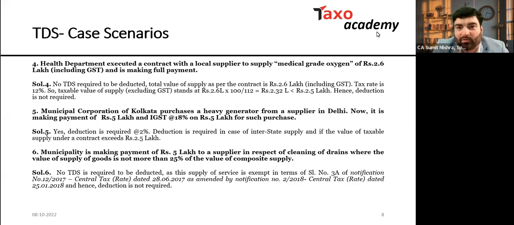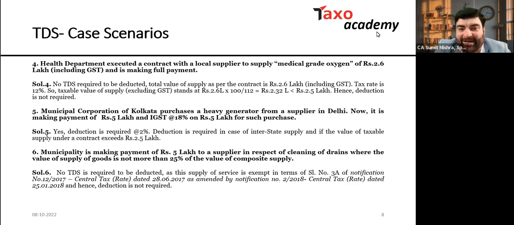So again, there is no requirement of deduction of TDS. Coming to the next point, Municipal Corporation of Kolkata purchases a heavy generator from a supplier in Delhi. Now it is making payment of 5 lakhs and IGST 8% of 5 lakhs for such purchase. Again, 5 lakh, it's the same thing. 5 lakh taxable supply is there, contract is there, value exceeding 2.5 lakhs. Therefore, TDS will be deducted.